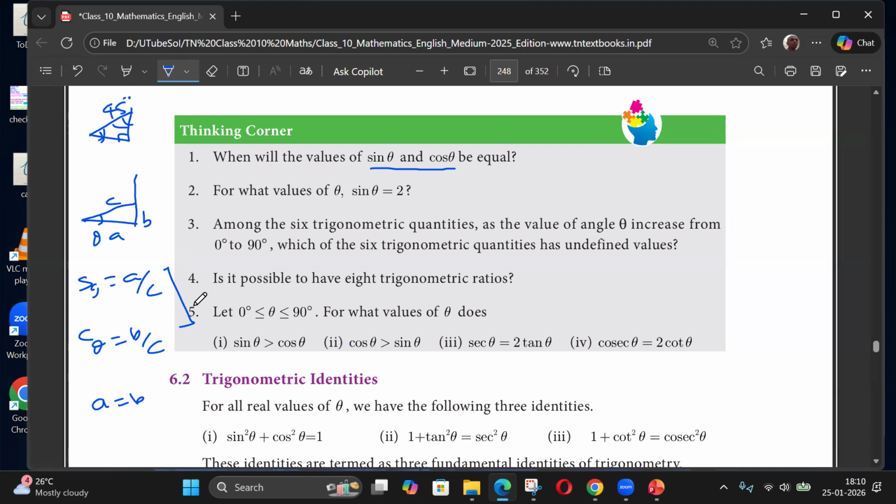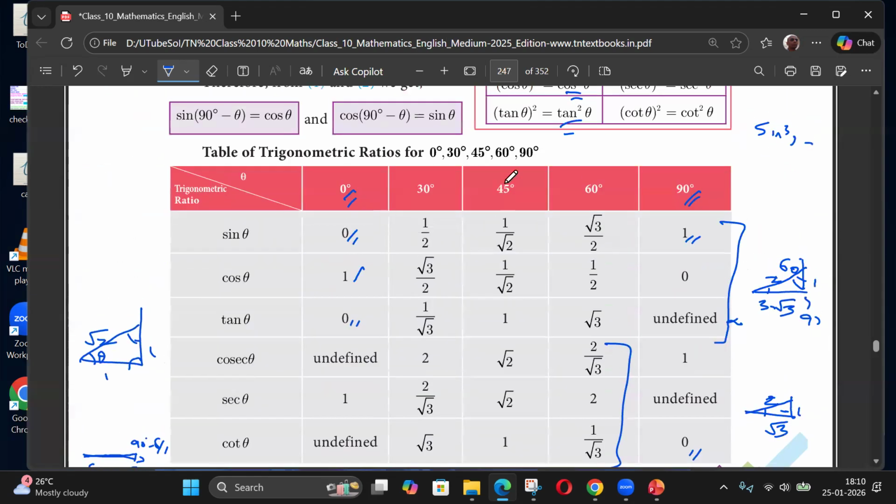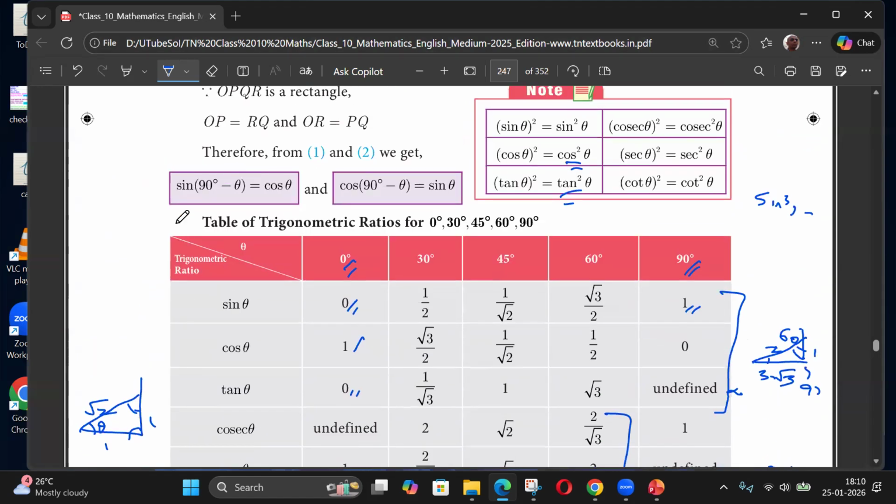So sine 45 is same as cos 45. At 45, sine and cos are same. And also we can get it from this one. Sine and cos, if they have to be same, means 90 minus theta should be same as theta. That means theta should be 45. If you put theta equal to 45, I get 45 here and also 45 here.